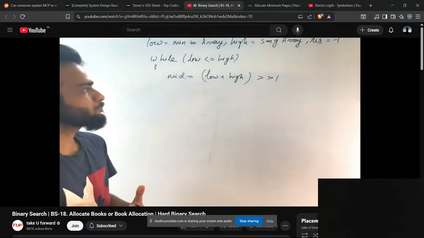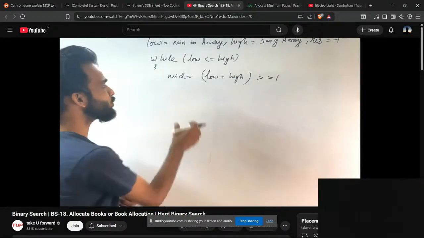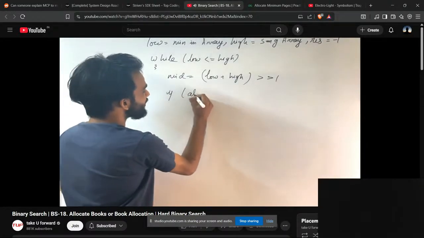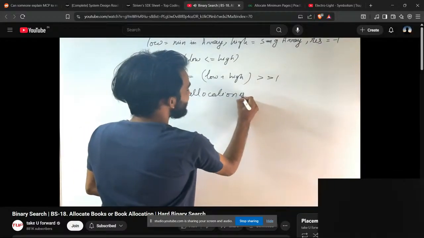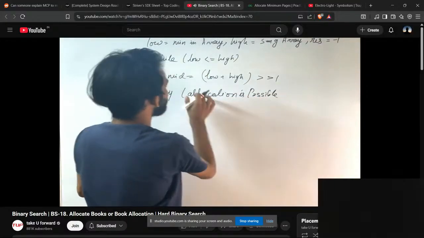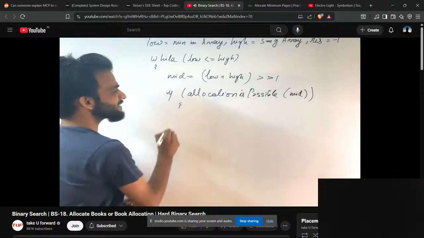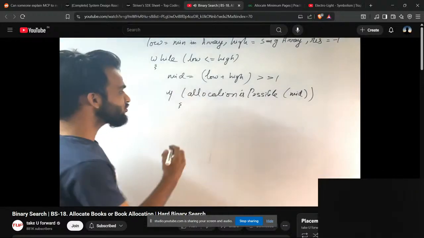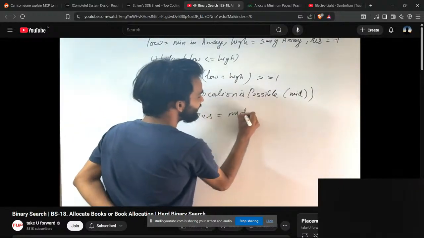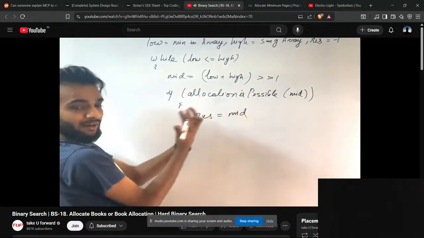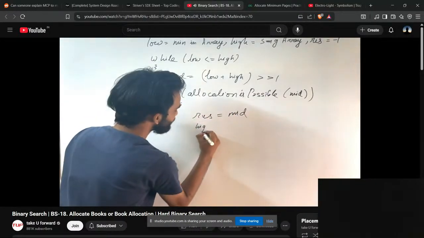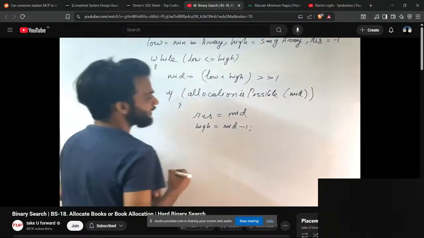Now, what were you checking? Can the allocation be possible? If the allocation is possible by keeping the barrier of mid, what does that mean? That means I'm saying this mid can be my answer. Hence, I'll update res by mid and I'll reduce the right half, because I want to make it minimal. So high will become mid -1.